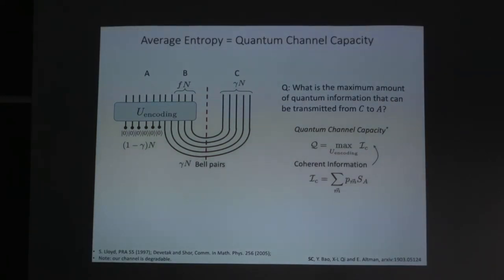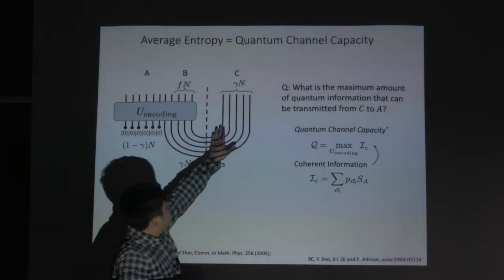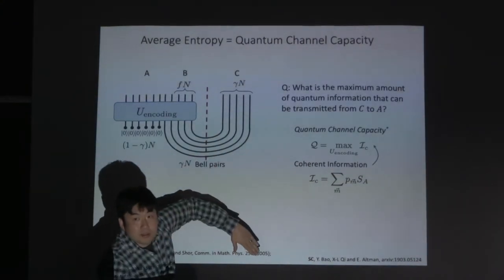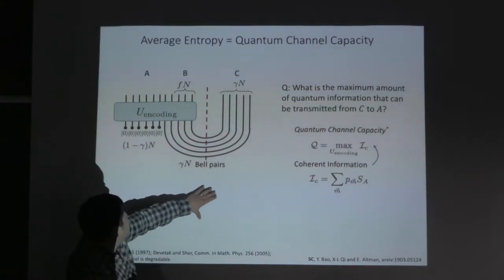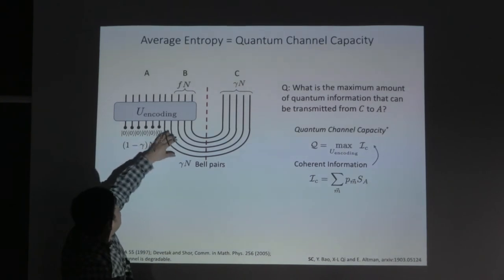While we are transferring information from C to A, what's the protocol? So think about C actually facing down. And then C is allowed to send some Bell pairs.